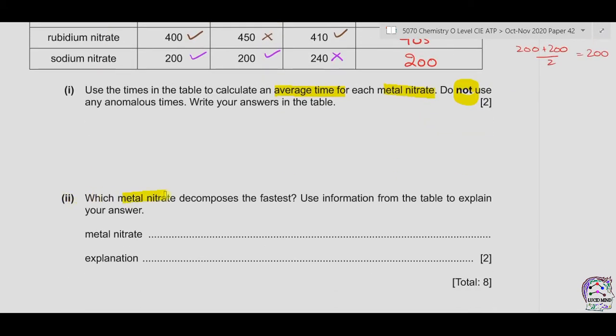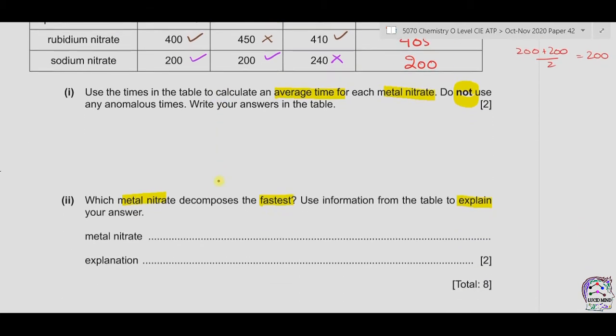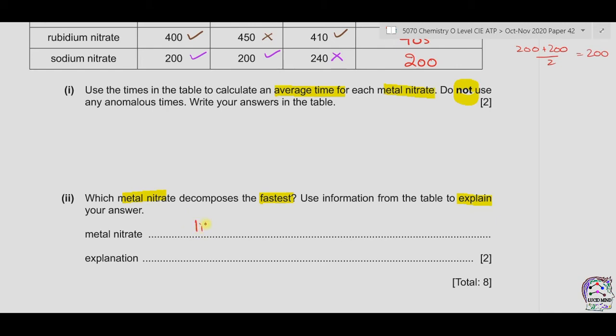Part 2. Which metal nitrate decomposes the fastest? Use information from the table to explain your answer. As we can see, the average time taken by lithium nitrate was 100, while for others more time was taken. So less time means that the reaction was fastest for lithium nitrate. So we can write lithium nitrate. And the explanation is that from the table we know that it took the least time. So we can write: average time is smallest for lithium nitrate.